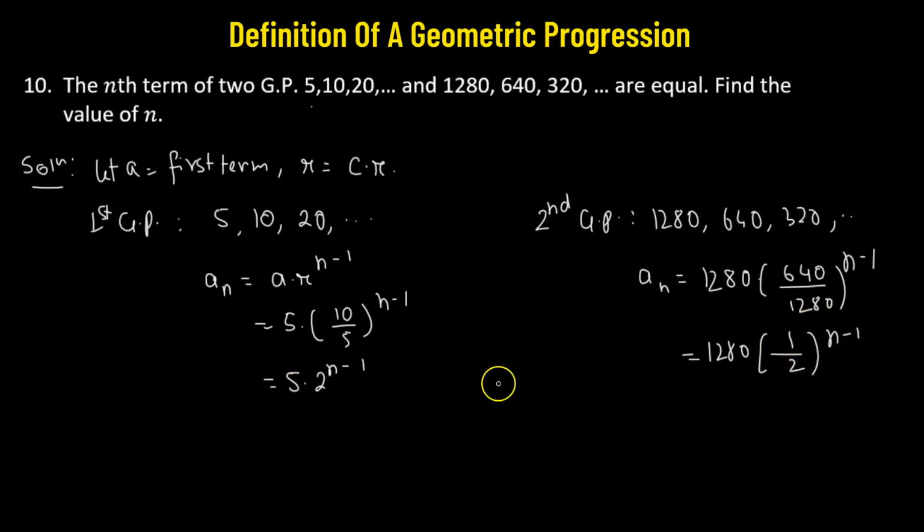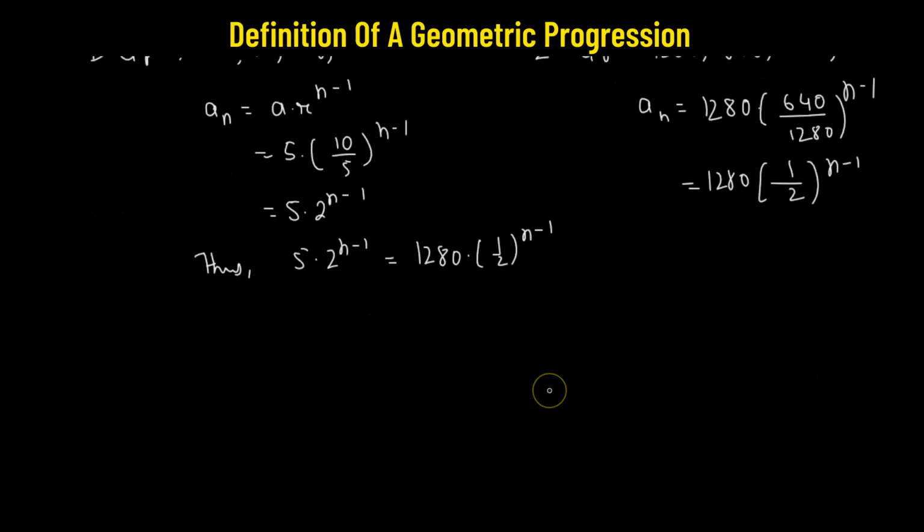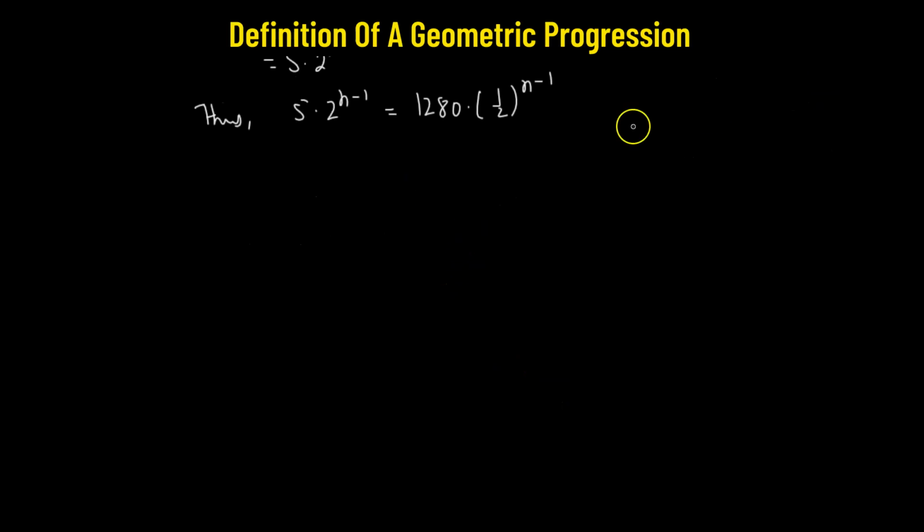Now it's given here that the nth term of the two geometric progressions are equal. So hence, here we can write 5 times 2 raised to the power of n minus 1 equals 1280 times half raised to the power of n minus 1. So we can further simplify this. If we take the reciprocal, the reciprocal of half is 2 raised to the power of negative 1. So we have 2 raised to the power of negative of n minus 1, which means we have 5 times 2 raised to the power of 2 times n minus 1. So this is equal to 1280.